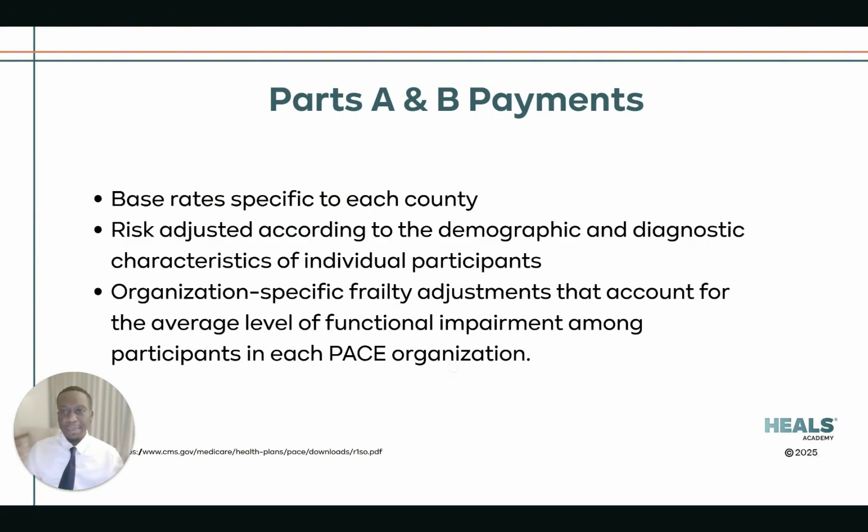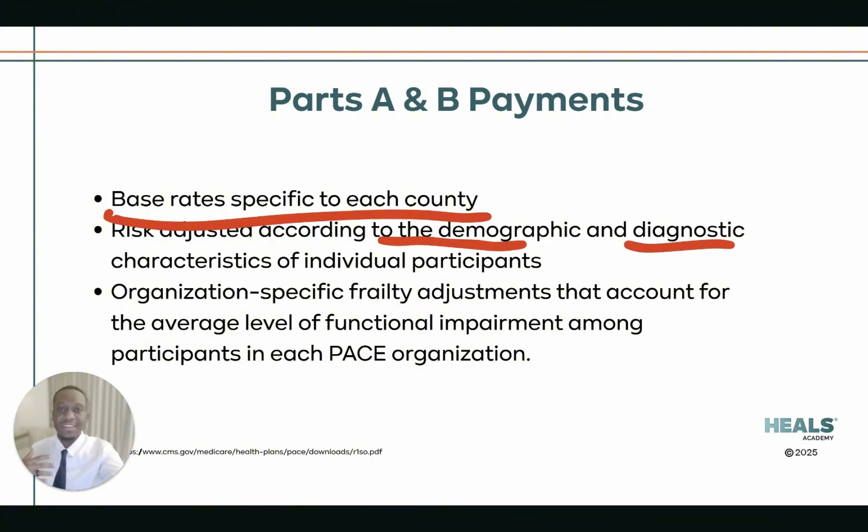For the A and B payments, PACE programs receive the base rates just as we see in MA for each of the counties, and the base rates are published every year through the advance notice that CMS releases and also through the payment announcement. Then each of the payments also are risk adjusted according to the demographics and also to the diagnostics. So the HCCs that are used for Part C payments are also applicable to PACE. So PACE looks like MA from this perspective.